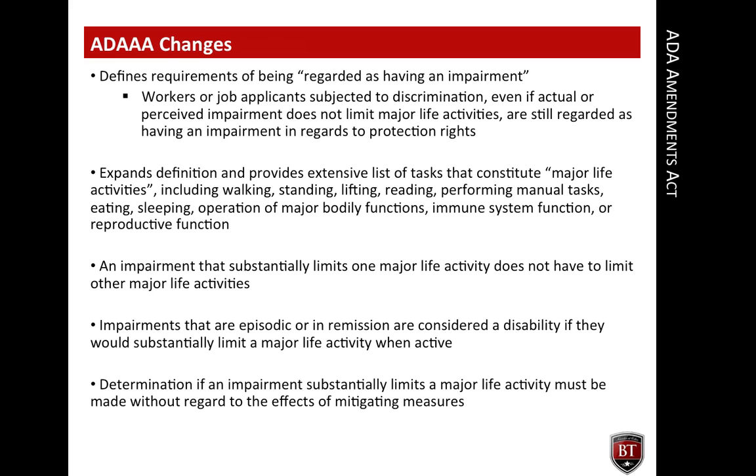It clarifies that impairments that are episodic or in remission are considered a disability if they would substantially limit a major life activity when active, such as cancer, for example. And the ADAAA also specifies the determination of whether an impairment substantially limits a major life activity must be made without regard to the ameliorative effects of mitigating measures.